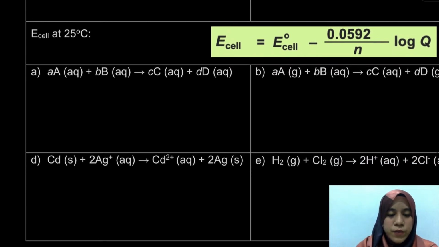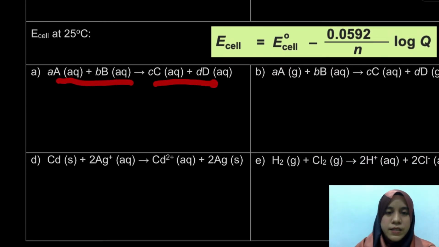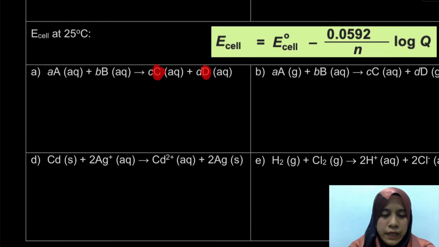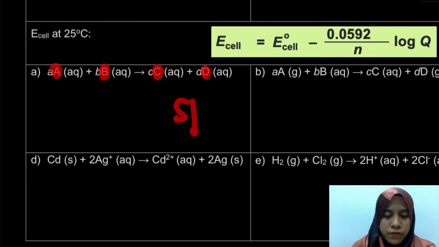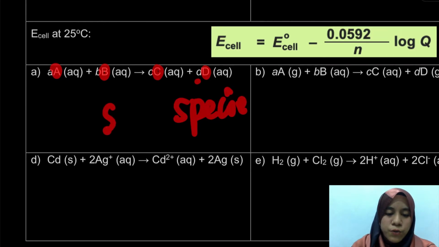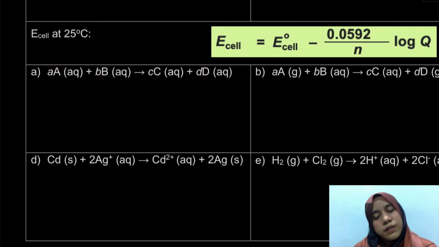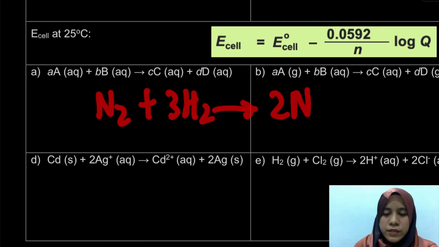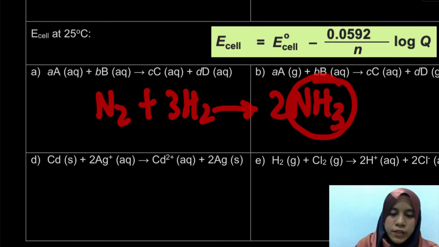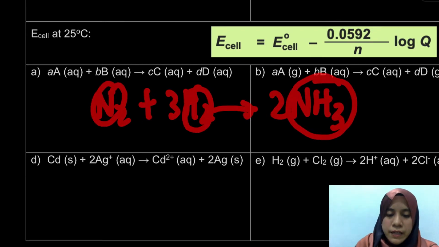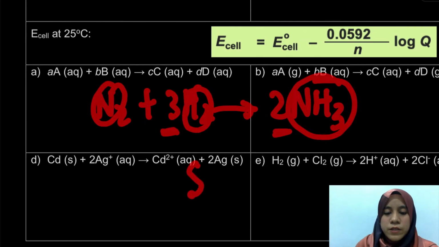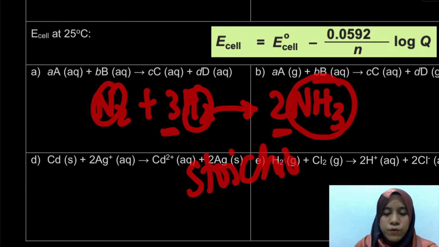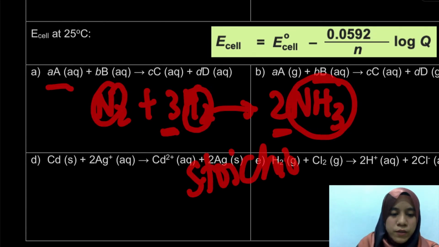Okay, so first equation we have aA plus bB gives cC plus dD. The capital letter is the species itself, and the small letter is the stoichiometry. For example, I have N2 plus 3H2 is equal to 2NH3. NH3, H2, and N2 are my species. The number 3 here and the number 2 is what I call the stoichiometry. So in this general equation, the small letter is the stoichiometry and the big letter is the species.